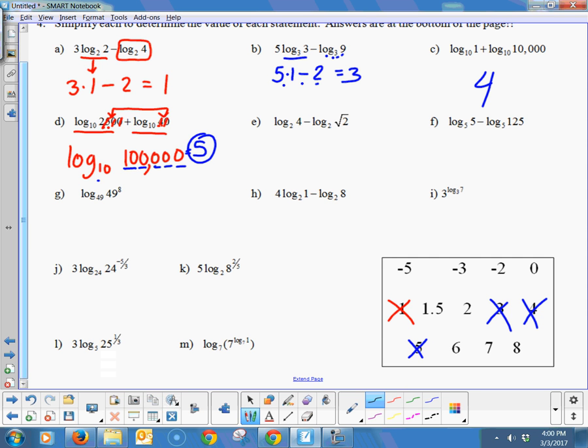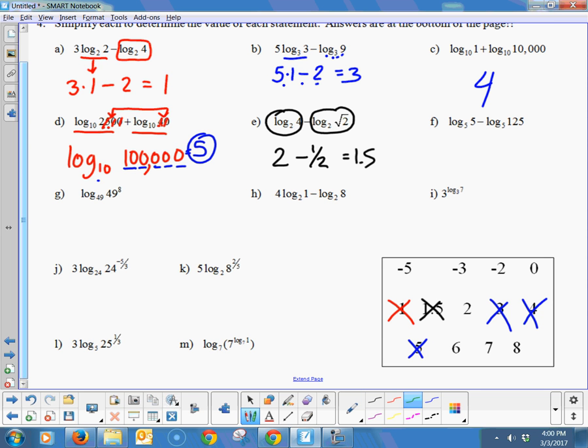Here, I think I'll just do it directly. 2 to what power is 4? 2 minus, 2 to what power gets you the square root of 2? Well, the square root of 2 is 2 to the 1/2. So this is 2 minus a half. Final answer is 1.5.